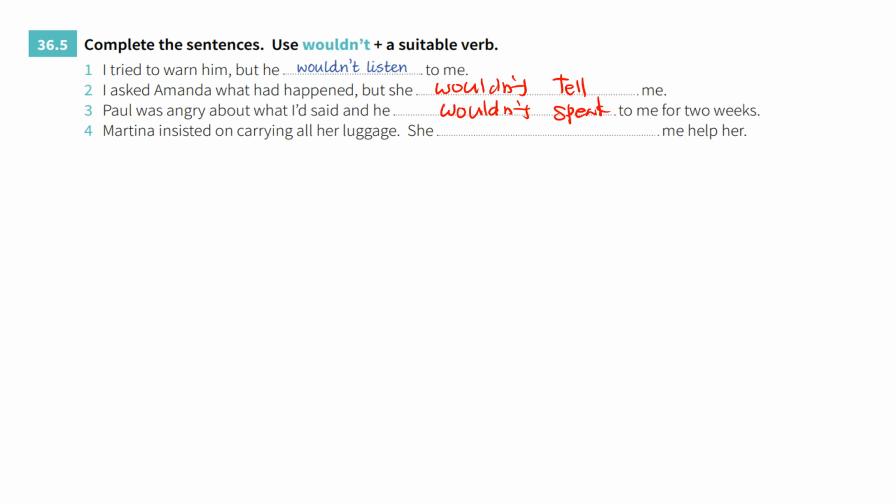Martina insisted on carrying all her luggage. She wouldn't let me help her. Let's go back to the beginning of sentence 4. Martina insisted on carrying all her luggage by herself. She wouldn't let me help her.